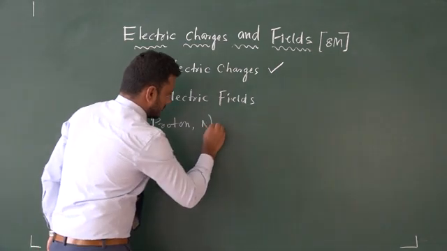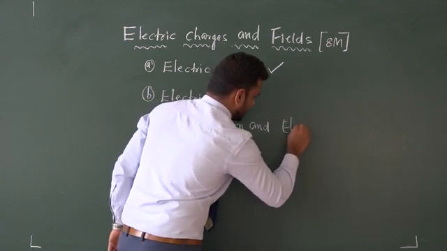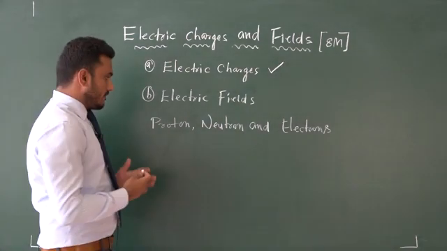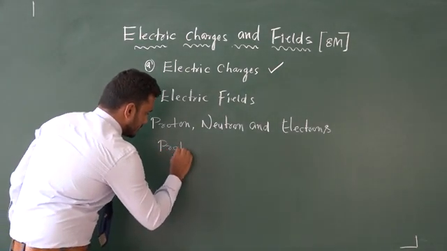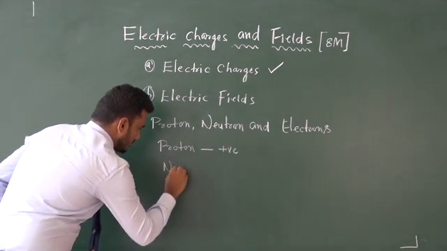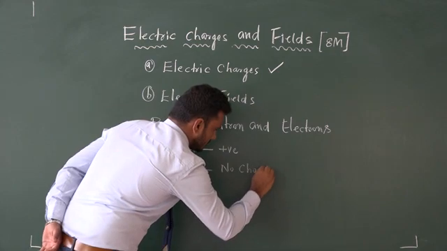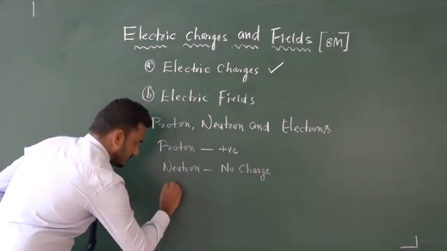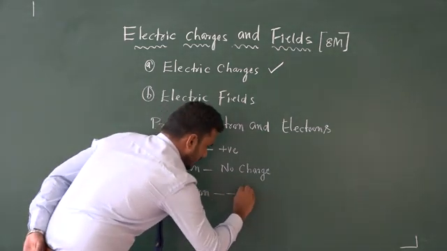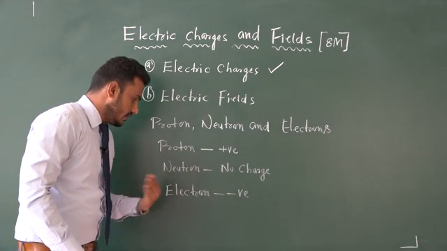proton, neutron and electron. I hope it is a very basic thing: the proton carries positive charge, the neutron has no charge, or is neutral, and the electron carries negative charge. So these are the basic properties of proton, neutron and electron.